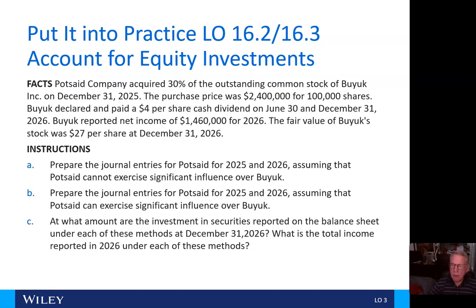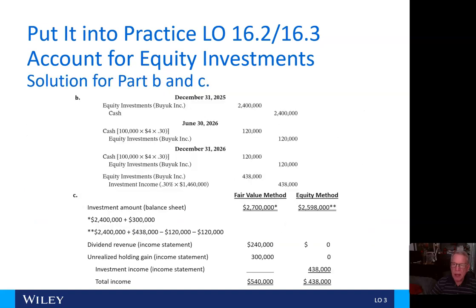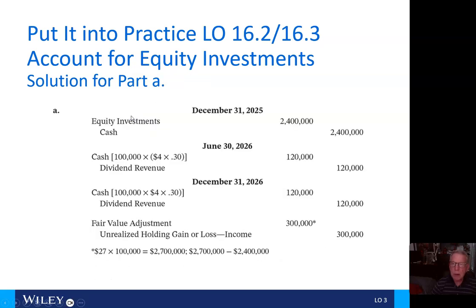Okay, now if I go back to Bravo here, we're going to prepare the journal entries for Acctg for 2025 and 26, this time assuming that Acctg can exercise significant influence over II-Chapt. Now, if we do that, then we're going to have equity investments in II-Chapt Incorporated at $2,400,000. We'll credit cash. You'll see that's very similar.